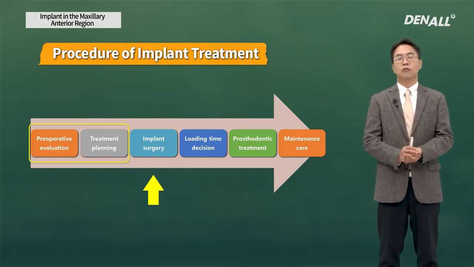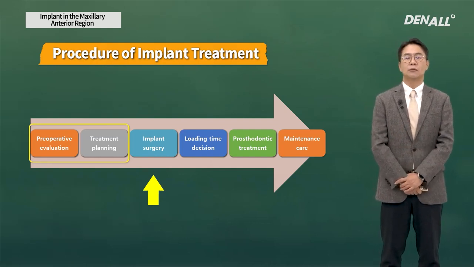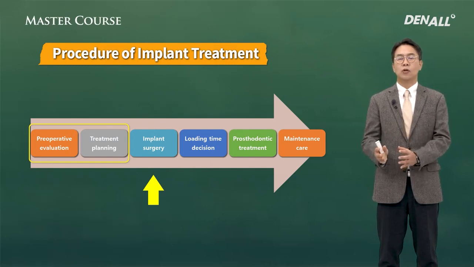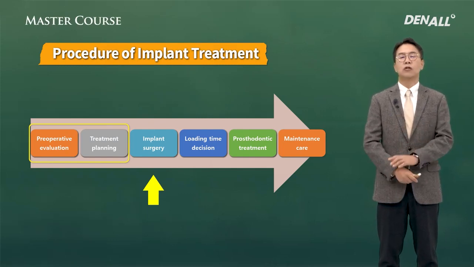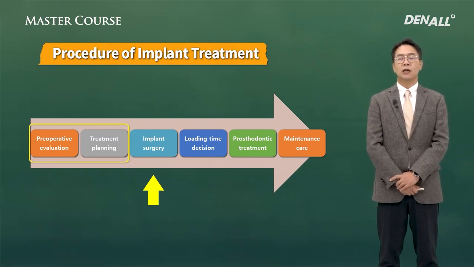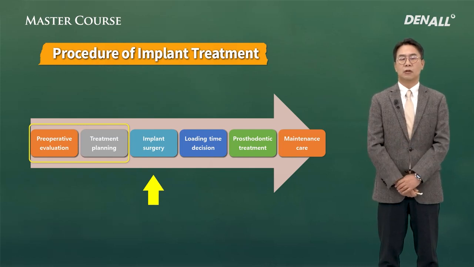Implant surgery is just implementing what is prepared: how to place an implant and what prosthodontic materials would be used. The overall plan should be established first, before implant surgery, to gain a good outcome.